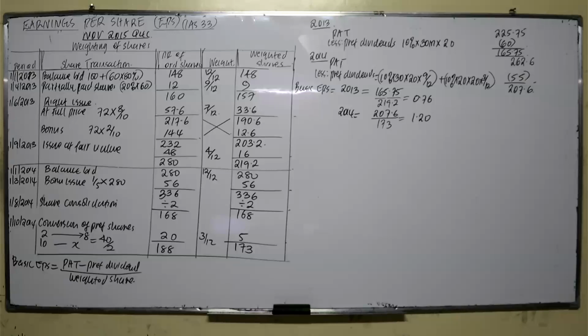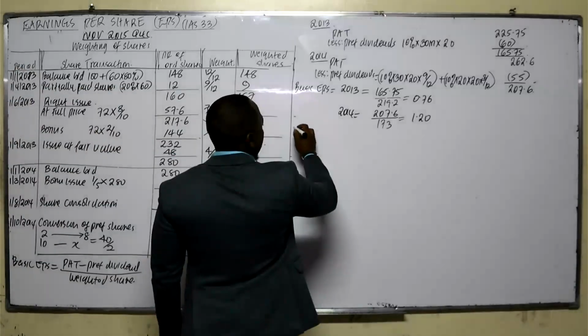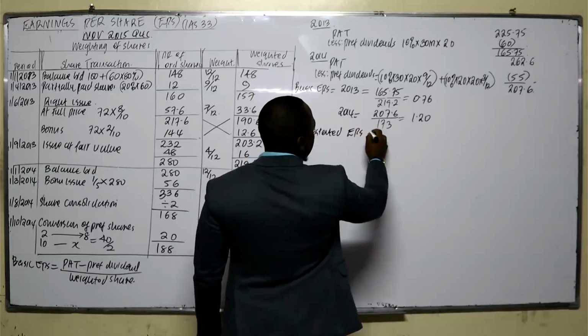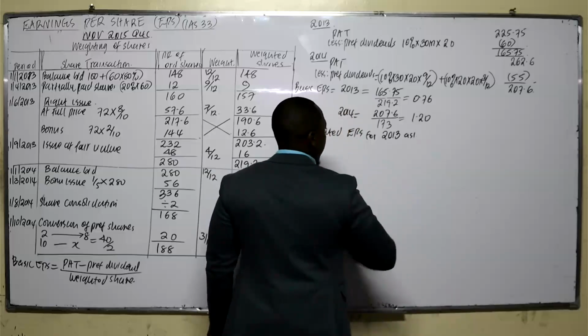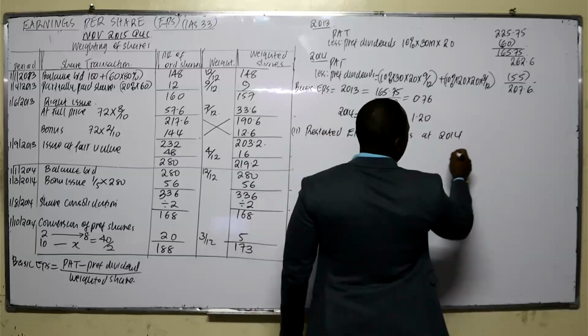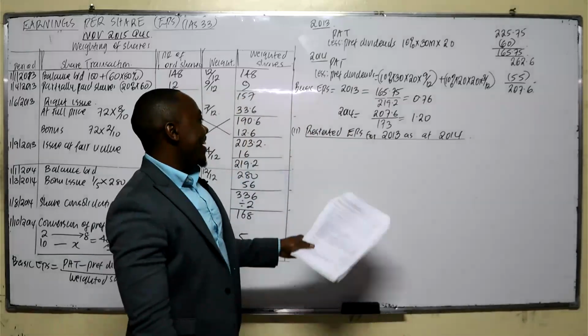Number 2. The restated basic EPS for the year ended 31st December 2013 as at 31st December 2014. Read that question again. Now, have you understood the question? No. Now, this is what happens.